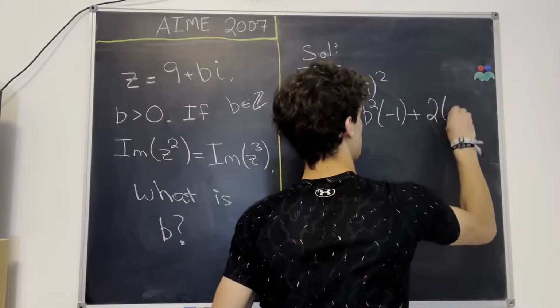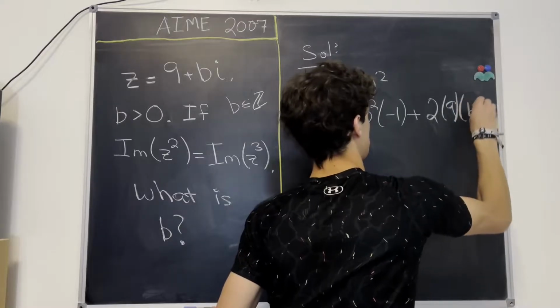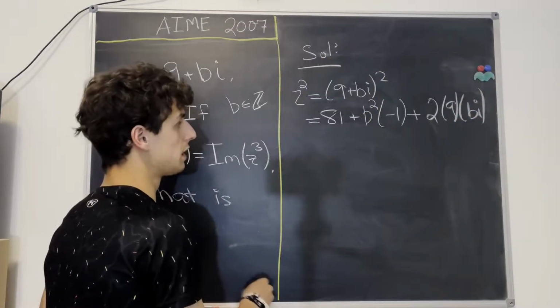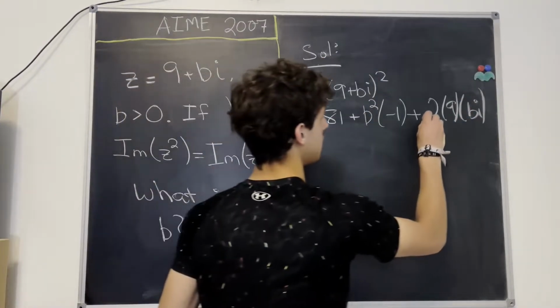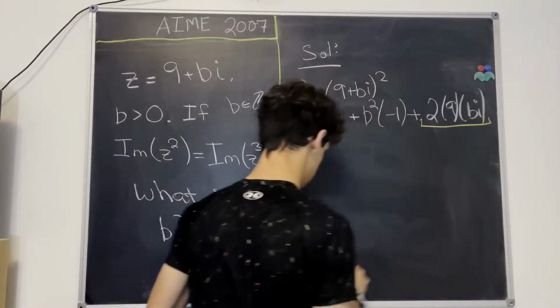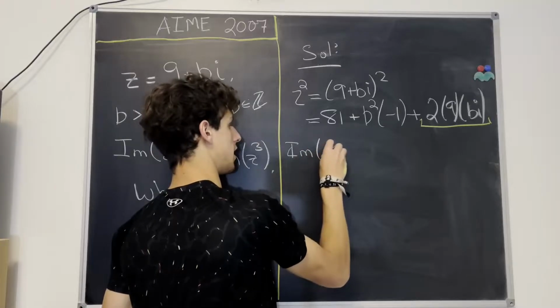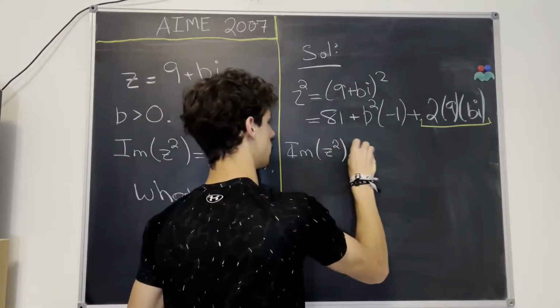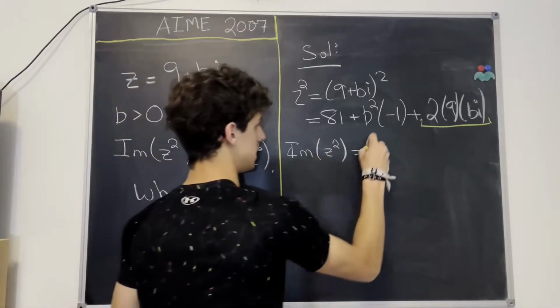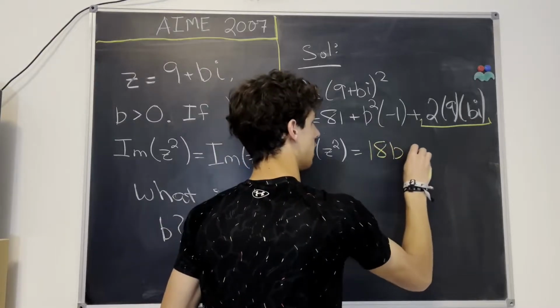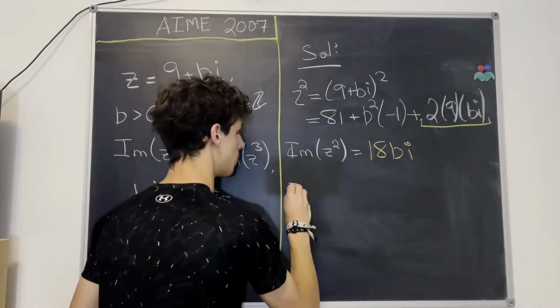That's going to be 2 times 9 times bi. So we don't really need to worry about the stuff on the left-hand side of this. We only have to worry about 18bi because that's the imaginary part. So I'll go ahead and make a note of that here. Imaginary of z squared is equal to 18b. Now let's look at z cubed.